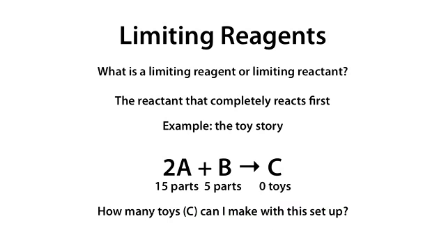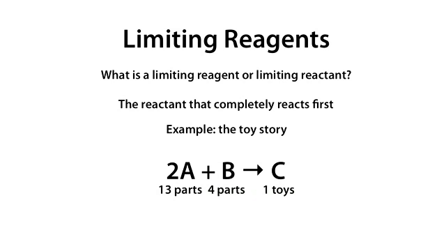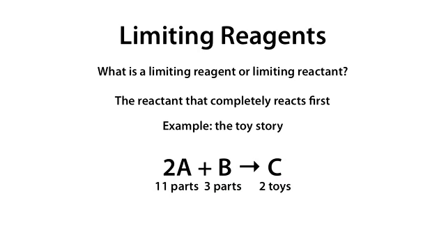We start with 0 toys, and we make 1 toy. When we make 1 toy, we now have 2 less parts of A and 1 less part of B. We now have 13 parts of A, 4 parts of B, and 1 toy made. Let's make another toy. When we make 2 toys, we have 11 parts of A remaining, 3 parts of B remaining, and 2 toys made. Let's continue this to 3 toys, 4 toys, and 5 toys.